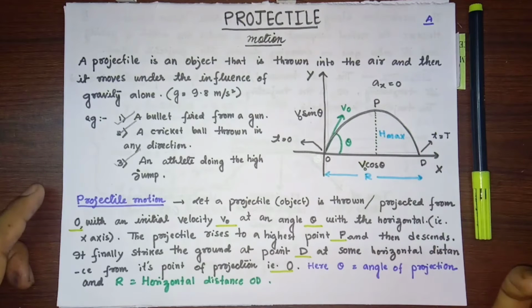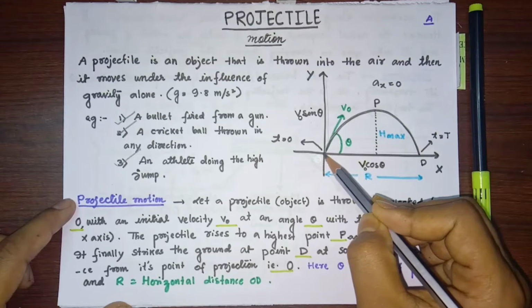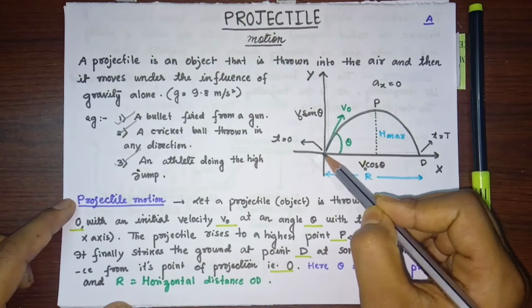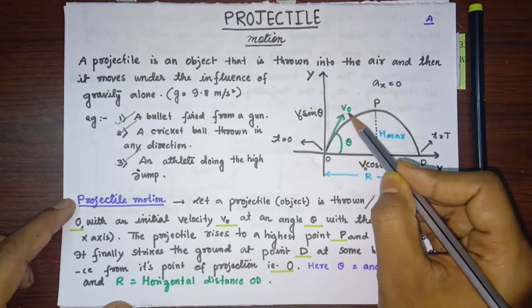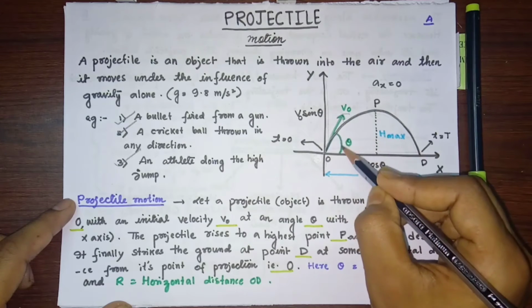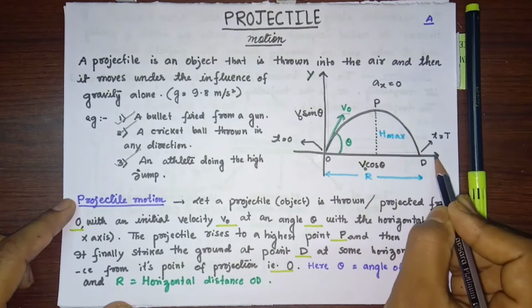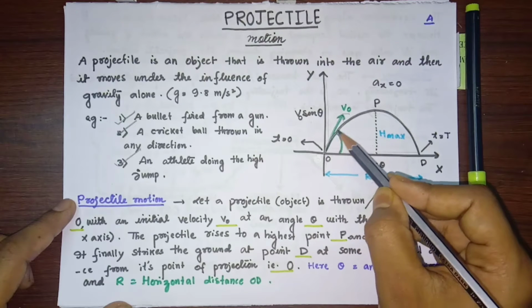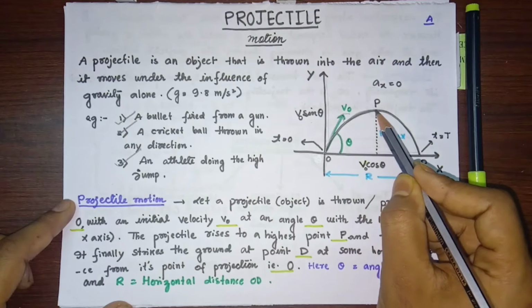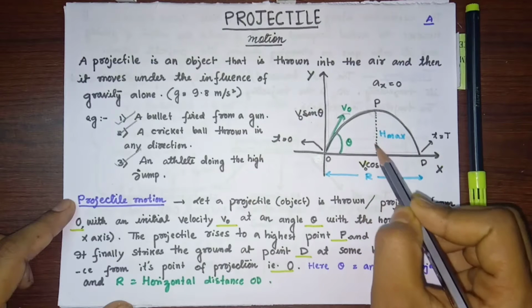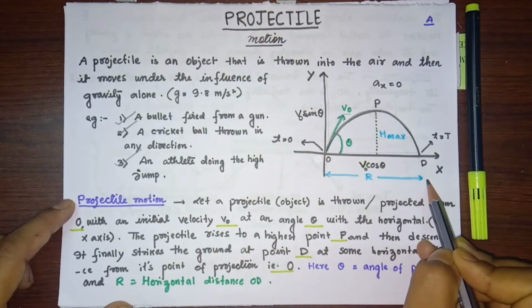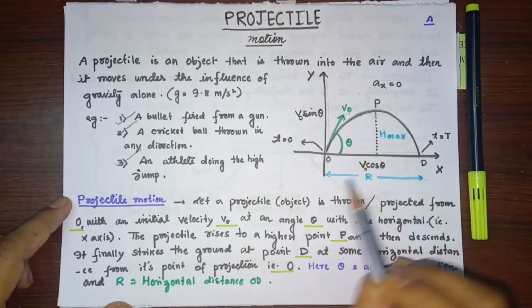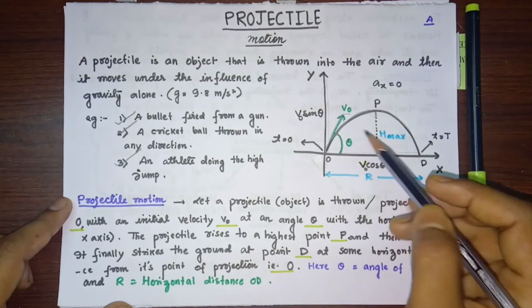When the object is thrown from this point O, it is projected with an initial velocity v0 at an angle theta with the horizontal axis. It first reaches a maximum height P. From P it starts descending, and the distance from the origin at which it falls is R, that is OD is equal to R.